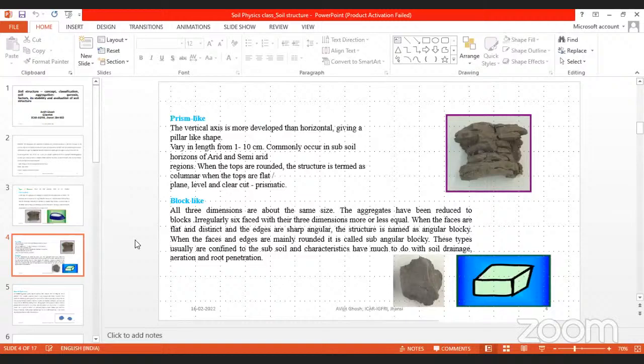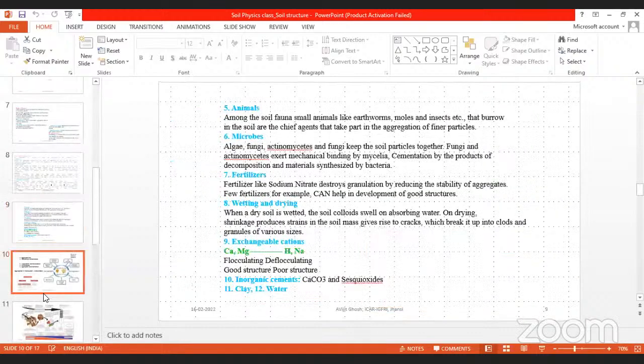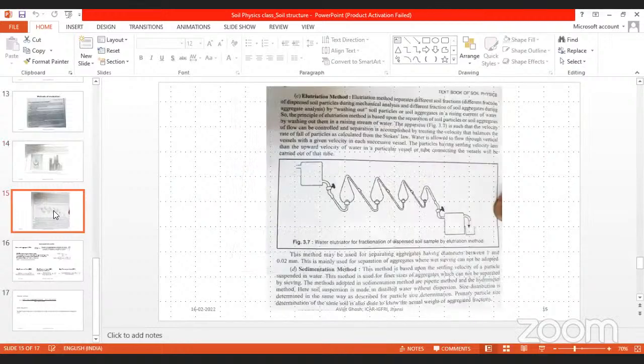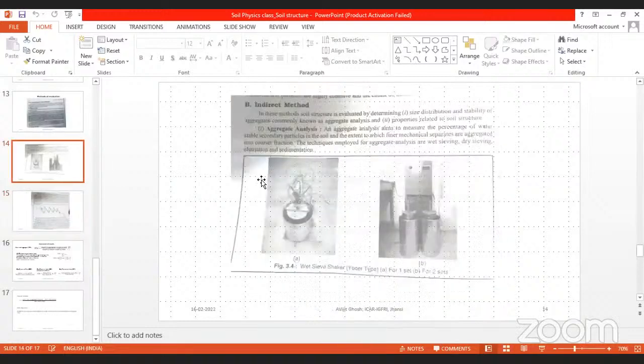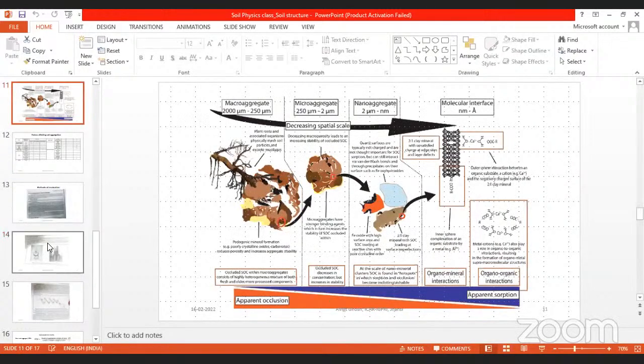Sir, can you explain the difference between aggregate method and sedimentation method? I didn't get the proper difference between the sedimentation and the aggregation method. In aggregate analysis, we take 3 to 4 sieves of different diameter. That is the aggregate method.